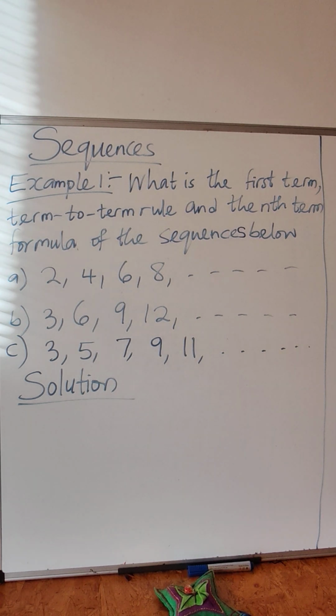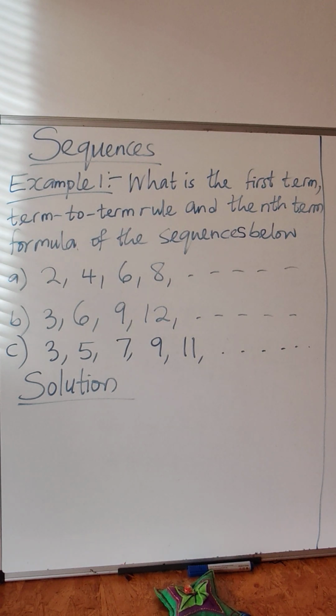Like the question on the board now: what is the first term, the term to term rule, and the nth term formula of the sequences below? There are three sequences on the board. The first one is 2, 4, 6, 8. I just want to discuss it before writing it down.